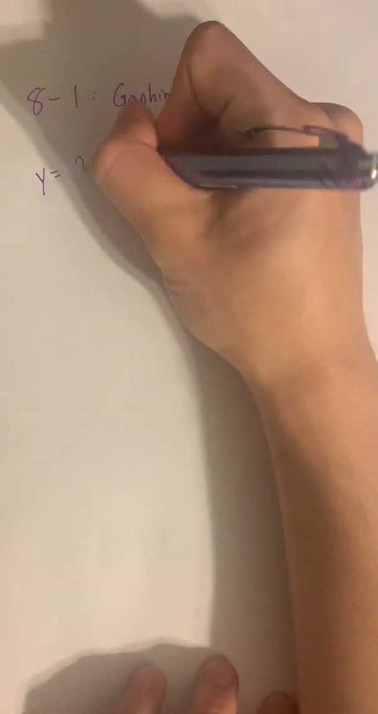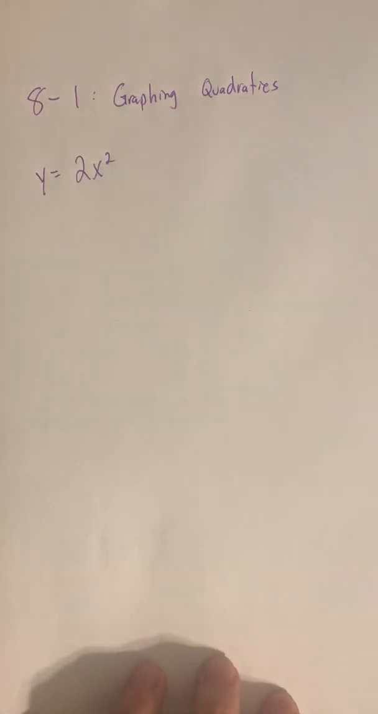Hello students, so this is 8-1, graphing quadratics. So let's say we have the equation y equals 2x squared. How do we graph something we've never seen before? Much like what we did in the past, we are going to make a table.